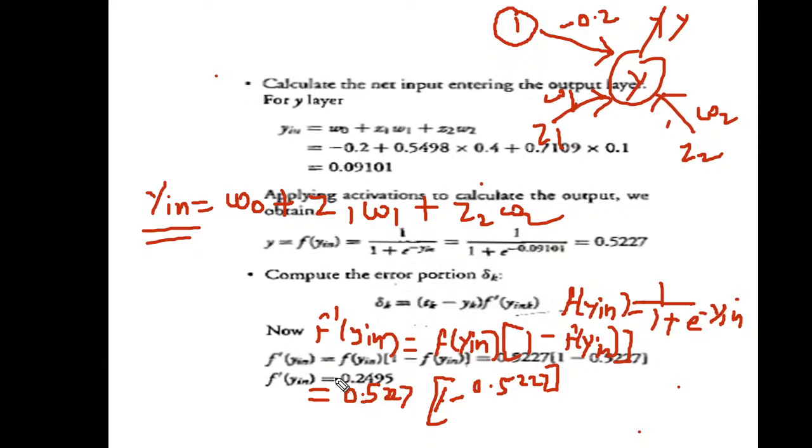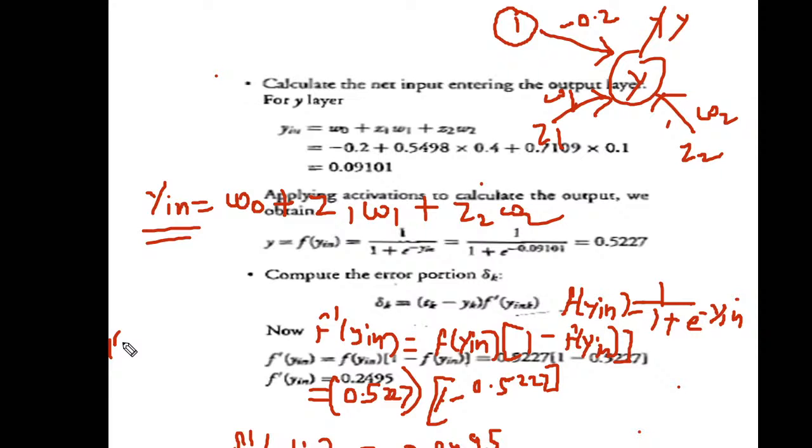So calculate this one, f of y in. f dash of y in. So the value will be 0.2495. So we have calculated first f of y in, then we substituted inside the function, that is 1 upon 1 plus e raised to minus x, and we got y. So that is the total f of y in. This is what we got, f of y in.